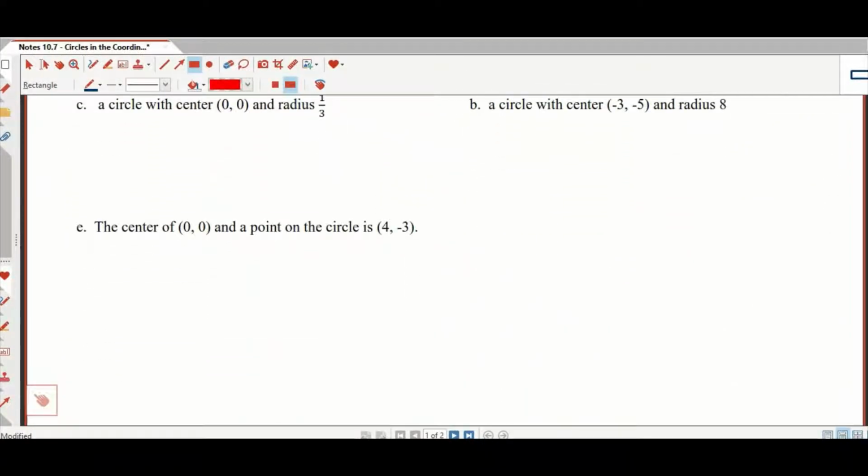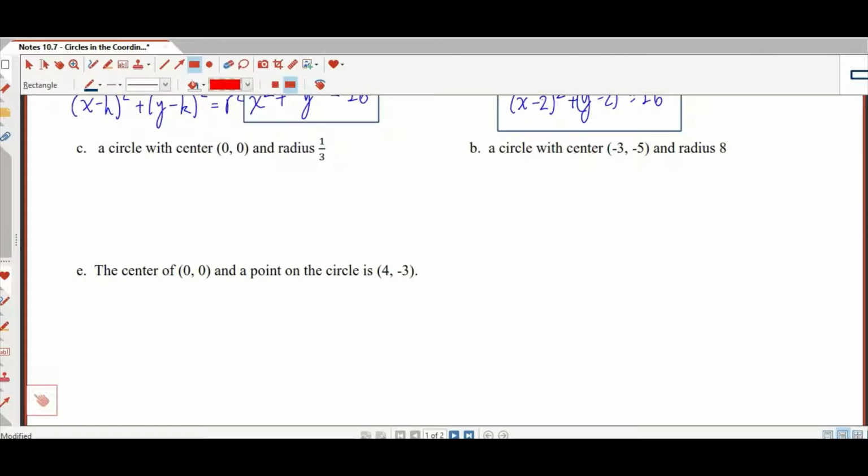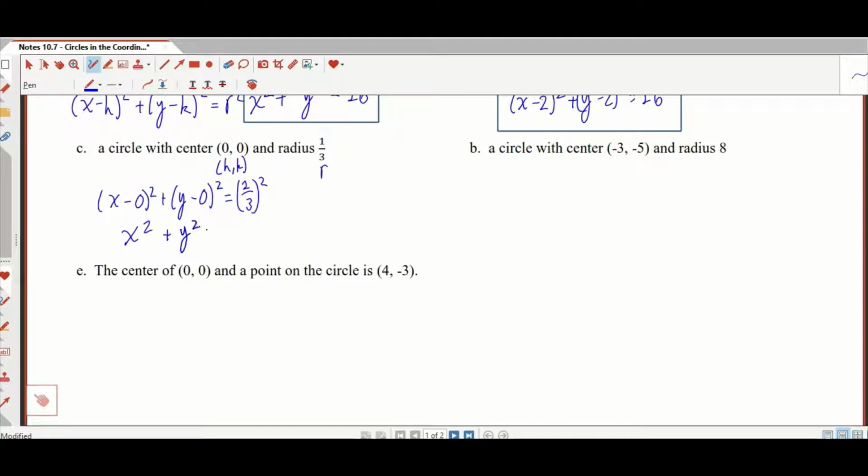Now, a circle with center (0, 0) and a radius of a third. Again, this time it's actually telling you what (h, k) is. (h, k) is (0, 0), and the radius is a third, which means this is going to be (x − 0)² + (y − 0)² = (1/3)². x minus 0 is x, x squared is x squared, plus y minus 0 is y, y squared is y squared, equals 1/3 squared, and 1/3 times 1/3 is 1/9. That's the equation you're looking for.